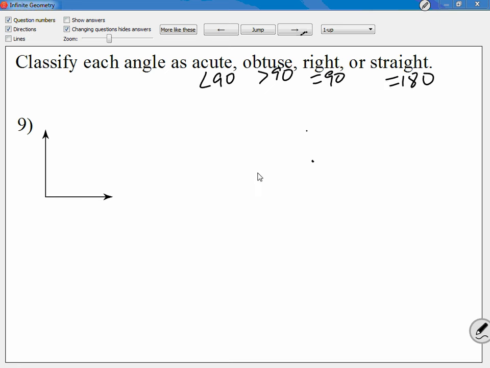As a matter of fact, the L shape is 90. So if we close it, that's less than 90. If we open it, that's more than 90. But just as a reminder, the L shape is 90 degrees. So for number 9, how do you guys classify that angle? Right, it's a right angle. Okay?